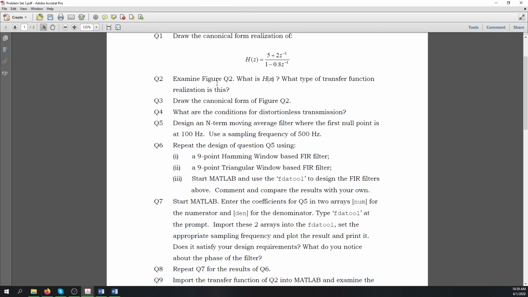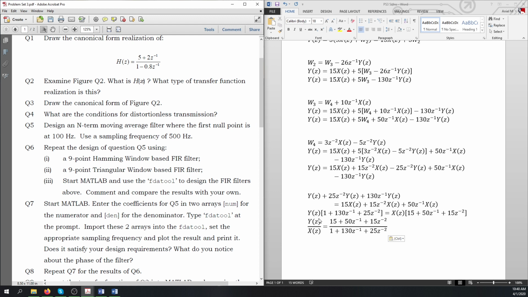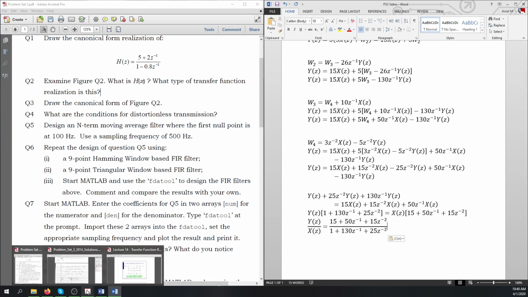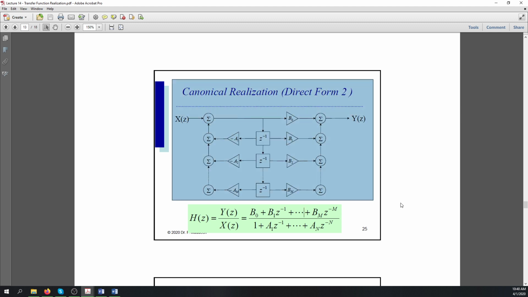So question 3 here is to draw the canonical form of the figure in question 2. In order to do this, we need to make sure that we finished question 2 to get it into that form. So let's go back here. The output of question 2 was that we got our transfer function in terms of y of z and x of z, and then we organized it into the standard form. If you recall from lecture 14, the standard form for a canonical representation needs to be that the first term on the denominator is 1, and then the entire numerator and denominator need to be organized in terms of z to the negative 1 in descending powers. Once we have it in that standard form, we can just replicate the general form that we observe here for any canonical form equation that we wish to represent visually.